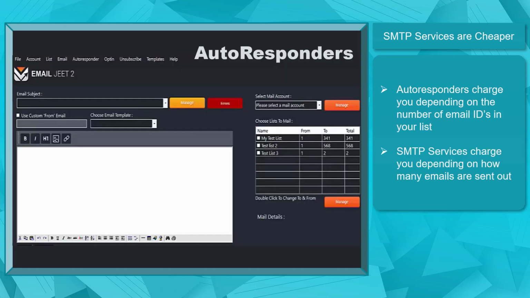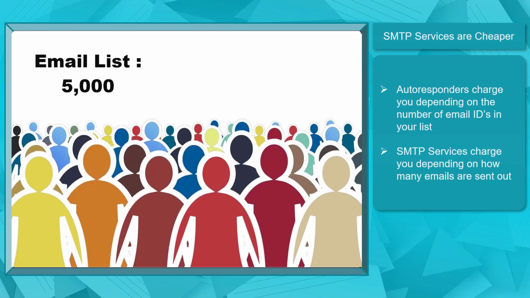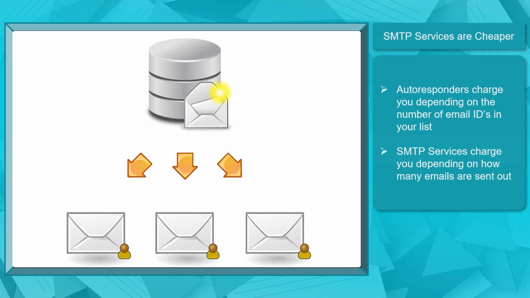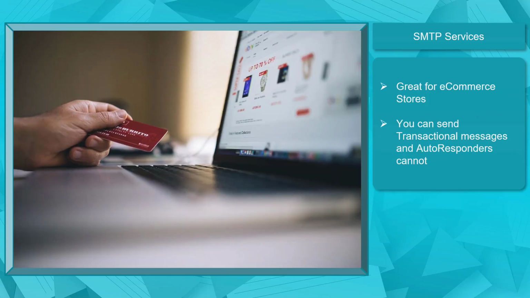Autoresponders typically charge you by the number of email IDs in your list. If you have 5,000 people in your list, you're going to pay a certain amount of money for that number of people. And if you have more than 5,000 people in your list, like 20,000 email IDs, then you're going to pay more. For SMTP services, you're only charged by the number of emails you send out. So you can make use of SMTP services in addition to the autoresponder that you have. SMTP services can be useful for your business, especially for e-commerce stores, since autoresponders cannot send out email messages like transactional messages, whereas SMTP services have that feature.